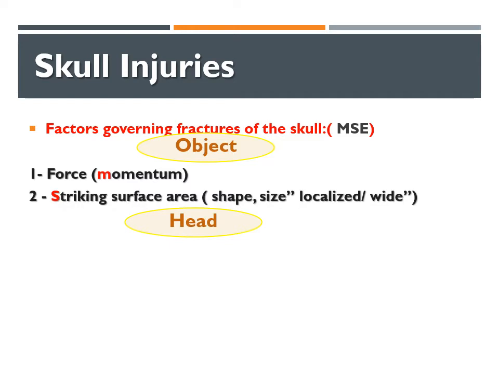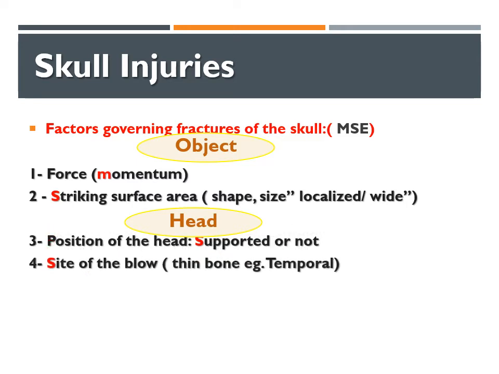Factors related to the head may be position of the head, if the head is supported or not. Supported making large fracture, but if not supported, making small fracture. Also site of blow. If the bone is thin bone like temporal bone, making what? Making large fracture. Also elasticity of bone. If the bone is elastic, making small fracture, but if the bone is not elastic, making large fracture.